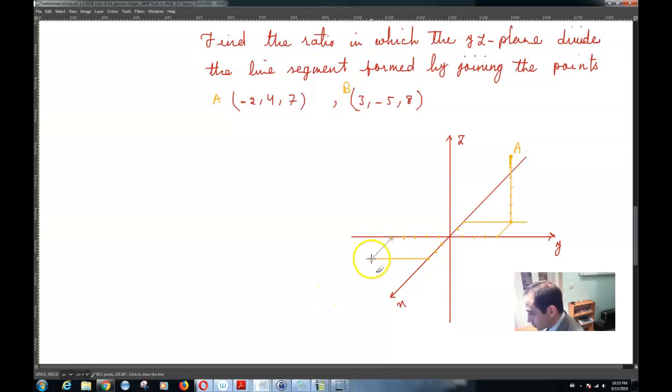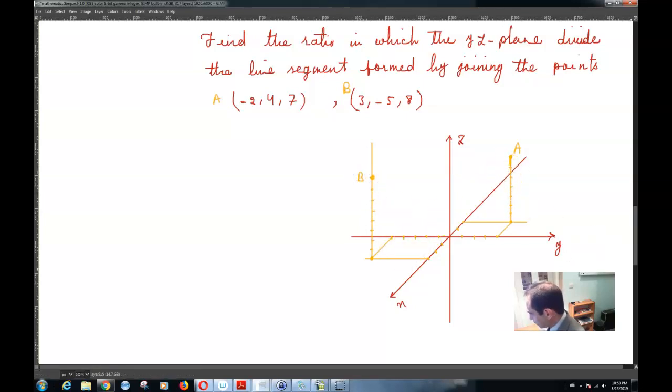So it would be this point over here. And then +8. Well, this does go through the YZ plane. So 1, 2, 3, 4, 5, 6, 7, and 8. This point over here is point B.